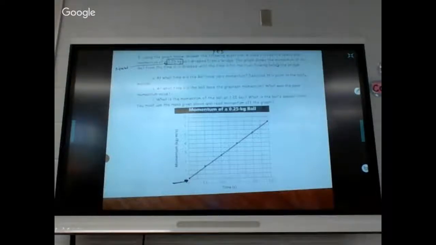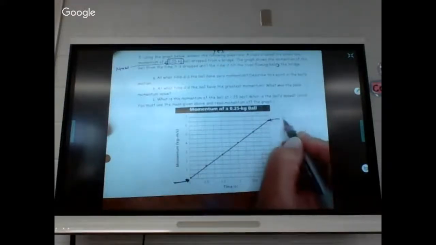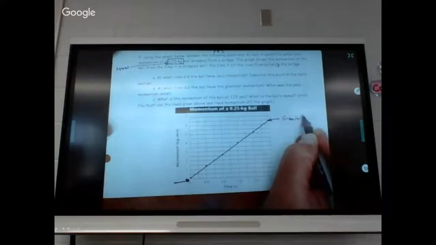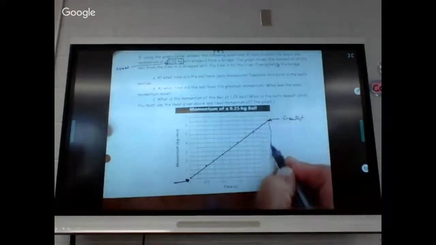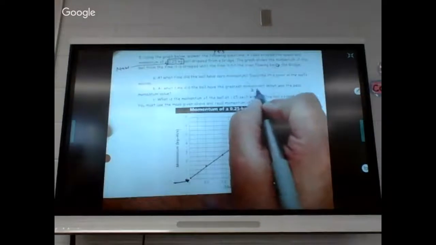Okay? Now, in B, at what time did the ball have the greatest momentum? Where would it have the greatest momentum? 0.5 seconds. All right, can we all agree that right there is the greatest momentum? All right, so where would the greatest time be? Can we agree that that would be the greatest time? So what's the greatest time? 2.5 seconds. Okay.